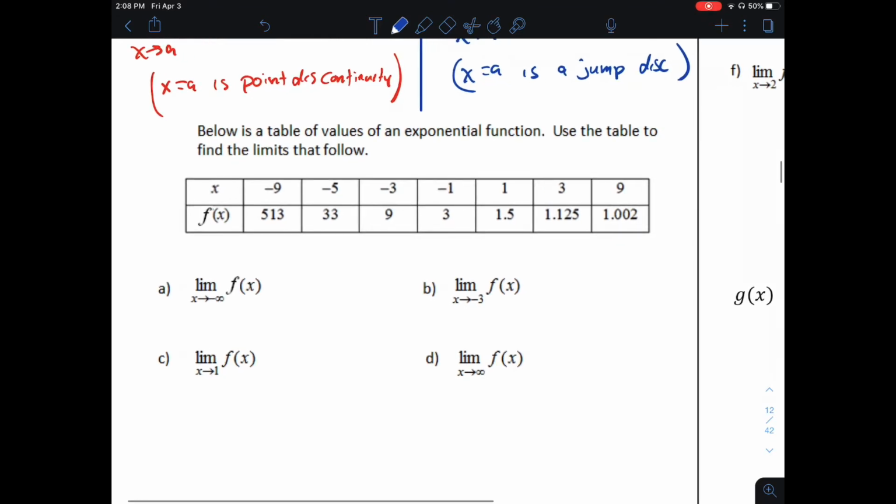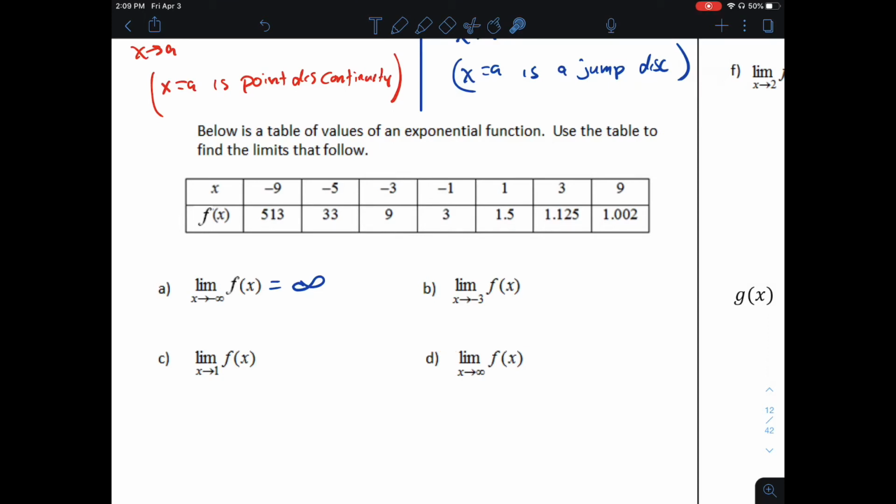Let's just jump to the questions. What's the limit of f of x as x approaches negative infinity? As we move to the left, which is what this is saying, the y values are getting bigger and bigger and bigger. They're growing without bound. It's unbounded. It's going to infinity.